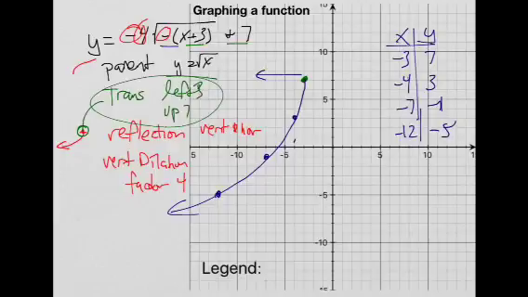And now I just double check it. It does look like I expected. It's a vertical reflection. It's a horizontal reflection. It's that square root, that sideways parabola shape. It's starting at -3, 7.